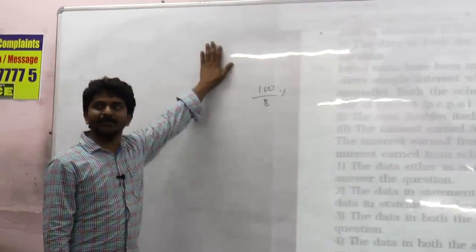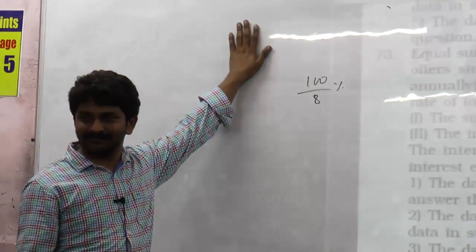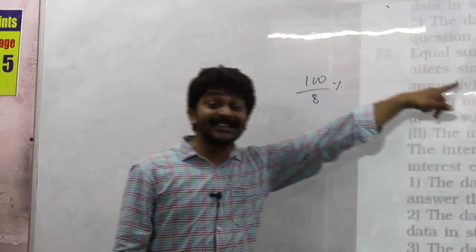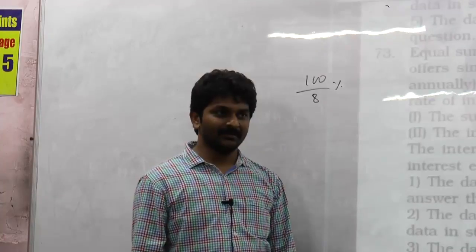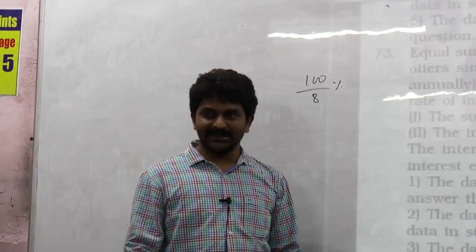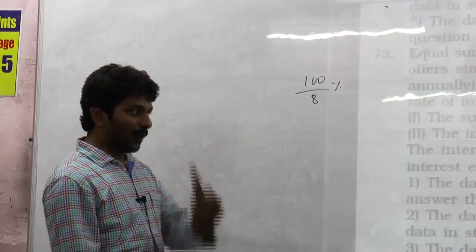Is it in scheme A or scheme B? Scheme A. Rate of interest in scheme A is same as rate of interest in scheme B. Whatever it is, either scheme A or scheme B, rate of interest is 12.5%. Correct? Next. 1 alone is sufficient.